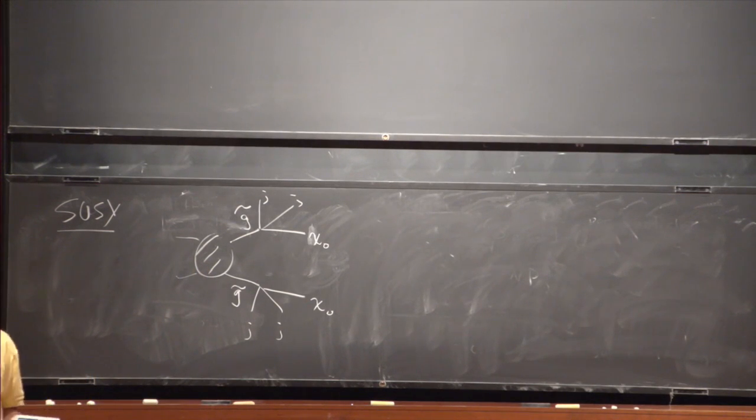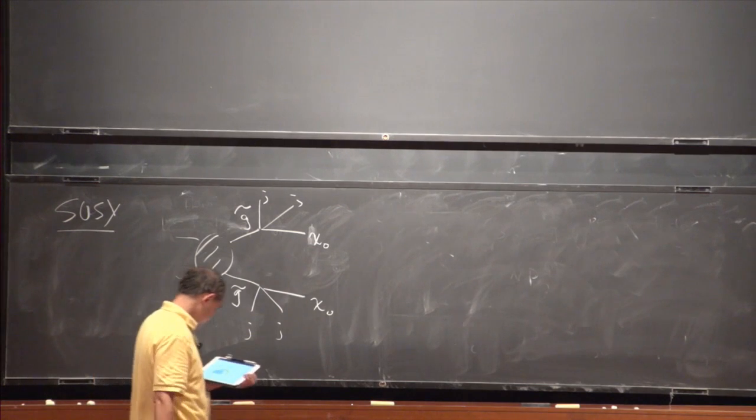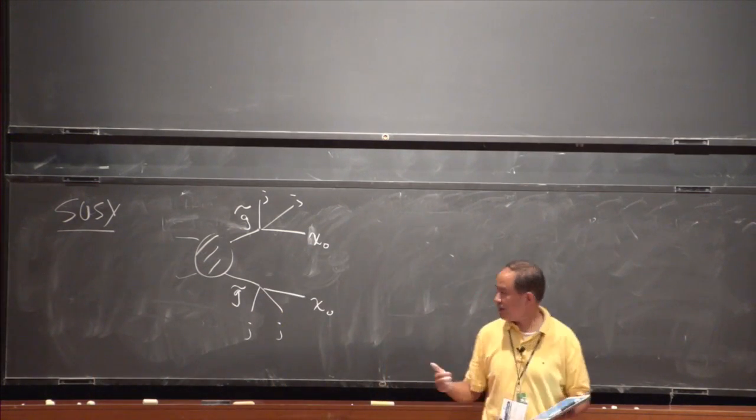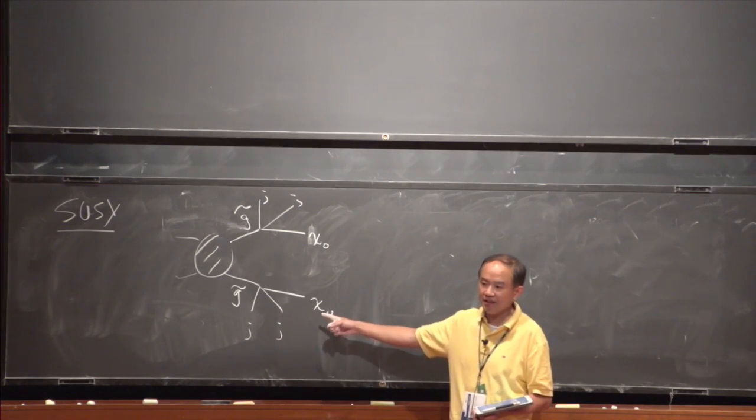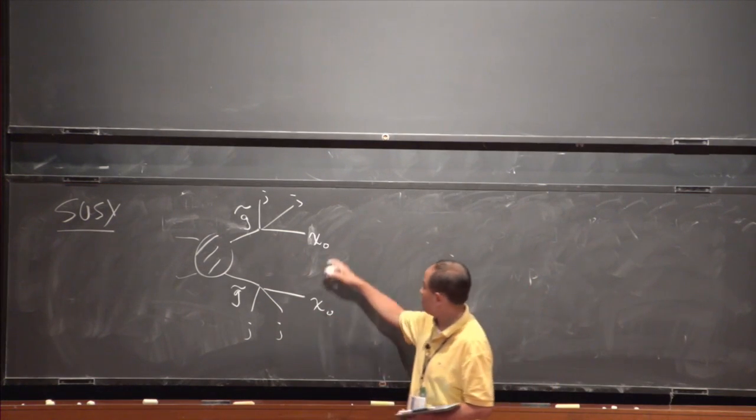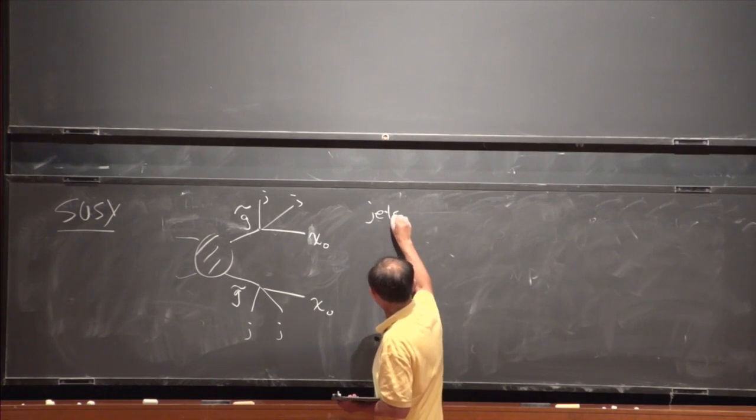It depends on what the hierarchy of the squarks you integrate out is and so on. This is a very standard search. At the LHC, this is called jets plus missing energy, multi-jet plus MET.